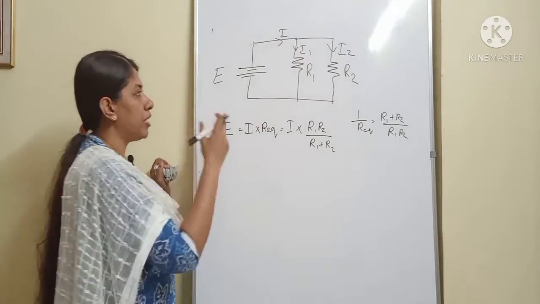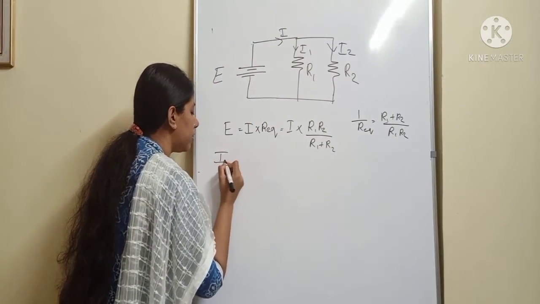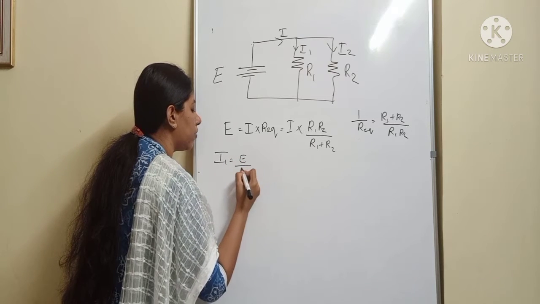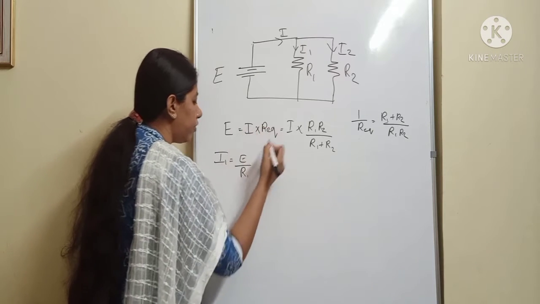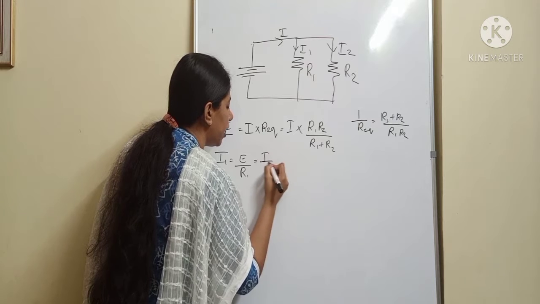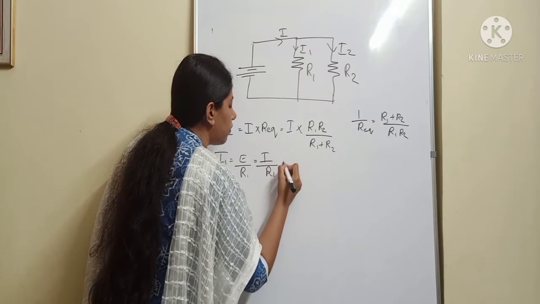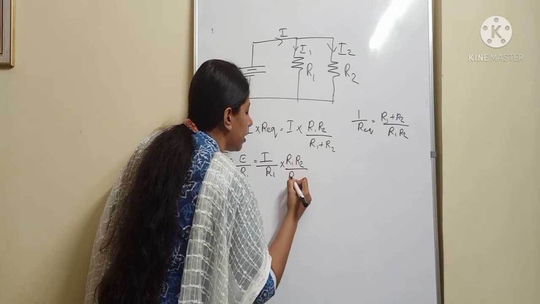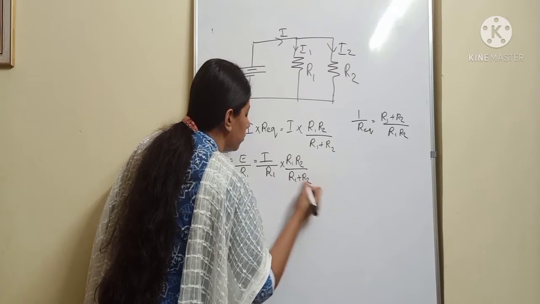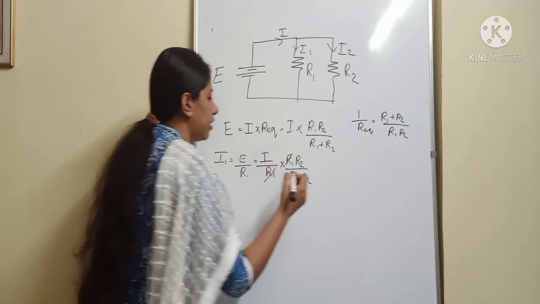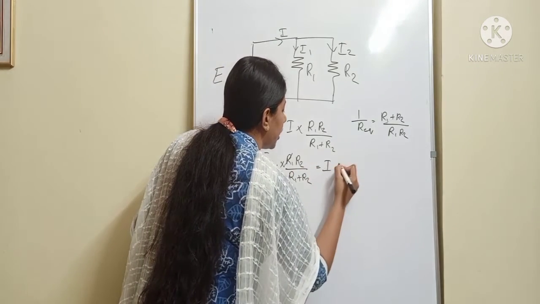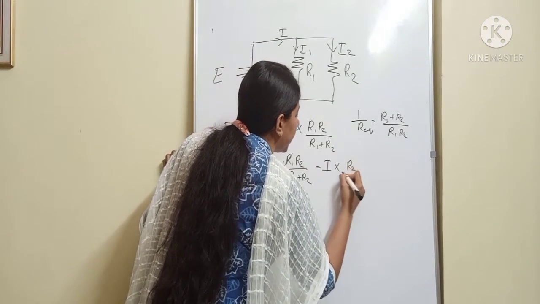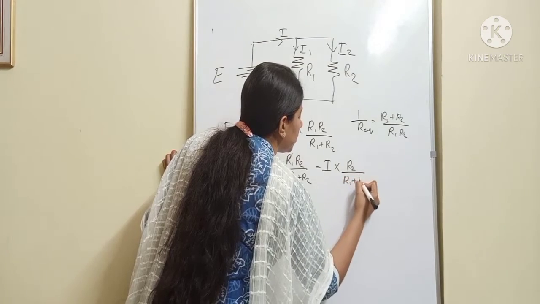So now the branch current will be what? I1 is equal to E by R1. So if we substitute the value of E in this equation, this will be I divided by R1 into R1 R2 divided by R1 plus R2. This R1 and R1 get cancelled. So the equation will become I into R2 divided by R1 plus R2.